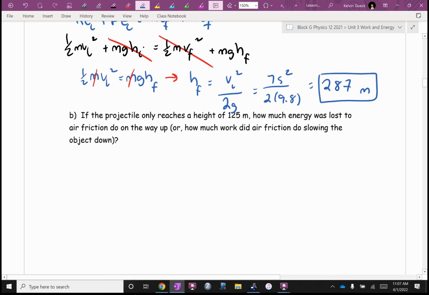It says this: suppose the projectile only reaches a height of 125 meters, not 287. How much energy was lost to air friction on the way up? Or how much work did air friction do slowing the object down? How much energy? This is a job for conservation of energy. It's going to look like this. KE initial plus PE initial equals KE final plus PE final. But this time, it looks like they want me to include the energy that we lost to heating up the air.